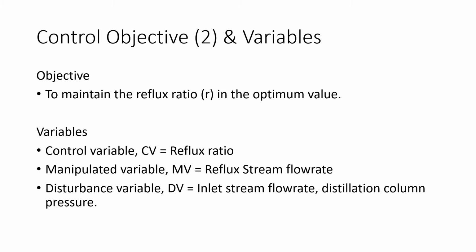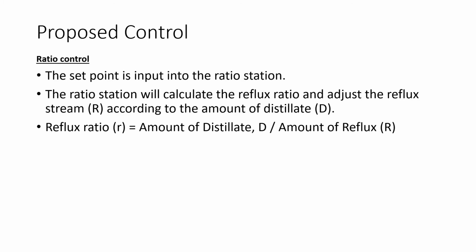Through the use of the optimum reflux ratio, the fractionating column can achieve the highest efficiency. For this control objective, the control variable is the reflux ratio, the manipulated variable is the reflux stream flow rate, and the disturbance variables are the inlet stream flow rate and the pressure inside the column. In order to achieve this control objective, a ratio control is proposed.